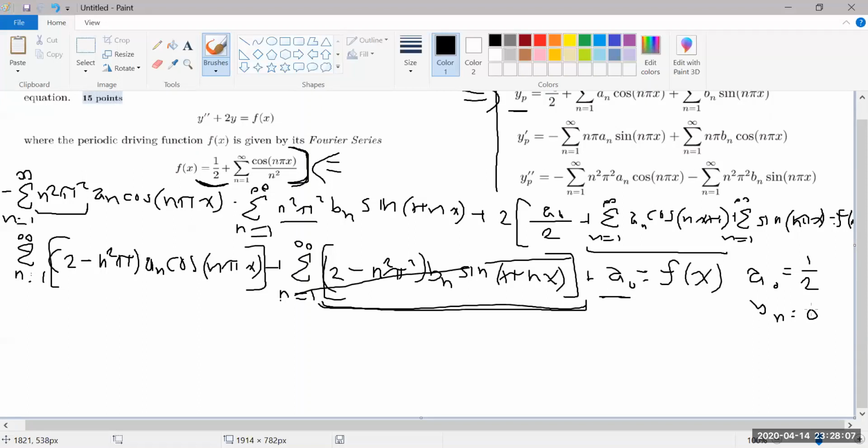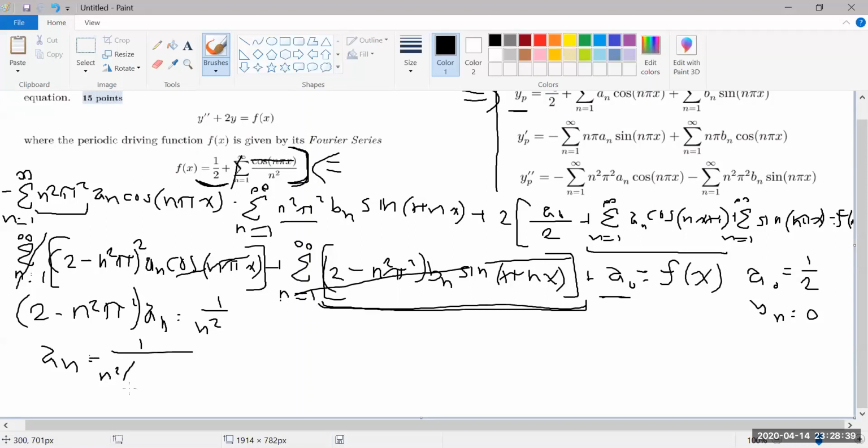Okay, and now all that's left is our a sub n. So again, we can cross out our cosines, we can cross out our summation, and what we're left with is 2 minus n squared pi squared, a sub n equals 1 over n squared. And all we have to do is divide through by this little guy, and we'll get a sub n equals 1 over n squared times 2 minus n squared pi squared. And that is our a sub n.